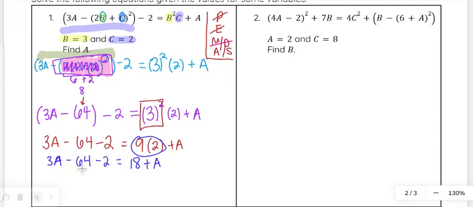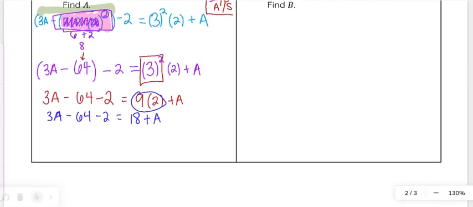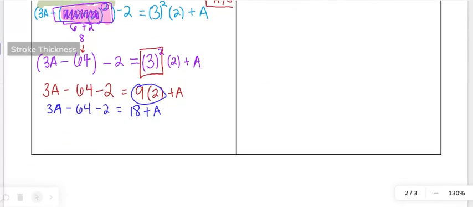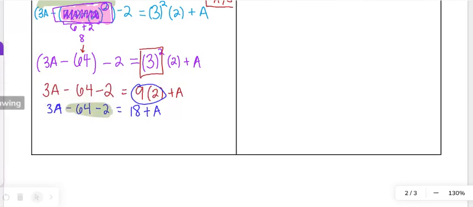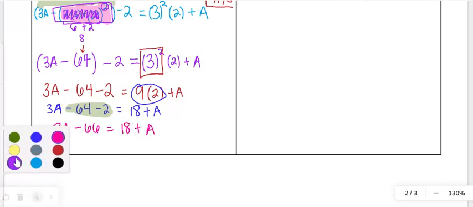Now we move on to the last part, addition and subtraction. With addition and subtraction, we can combine like terms on the left side over here. This negative 64 minus 2. And so then we have 3a minus 66 equals 18 plus a.